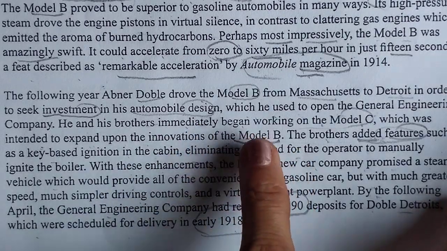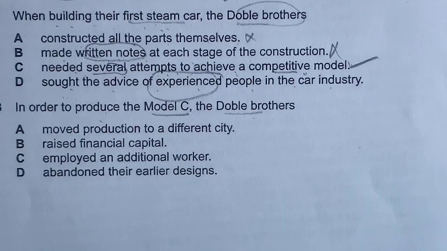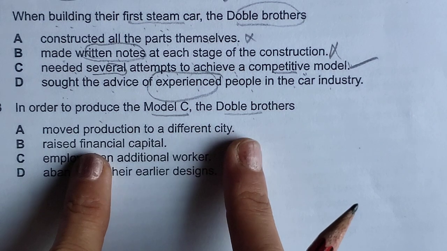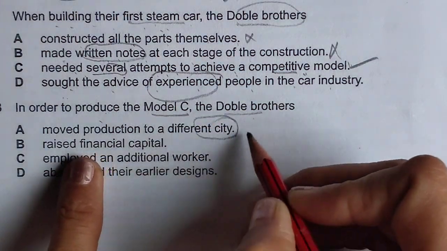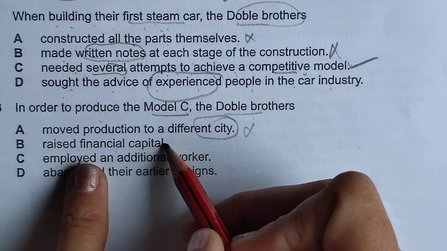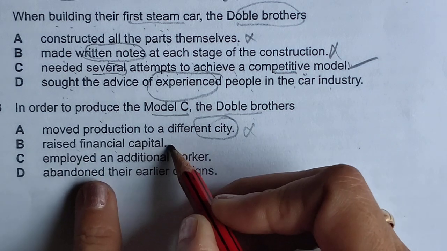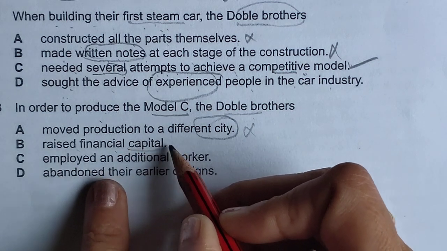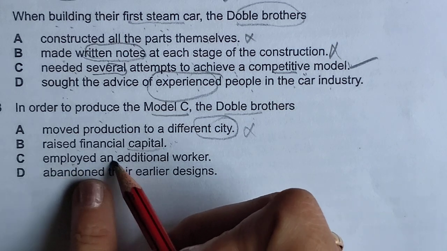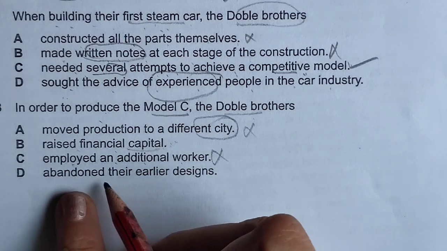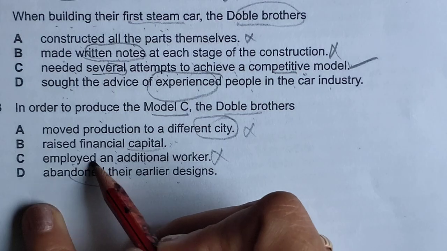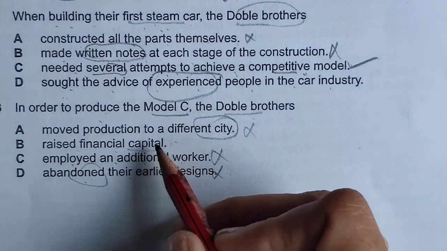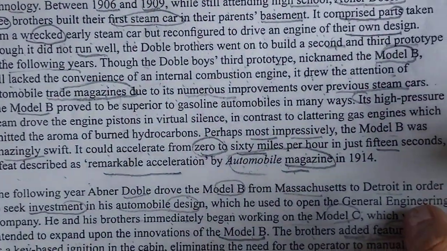So what they are talking about in Model C, you can see this. Moved production to a different city? No, a different city was not there. Raised financial capital? No. But at the end, some amount of capital is there. I will read it again. Employed an additional worker? This was also not given. Abandoned their earlier design? This is also not described over here. So financial capital. Yes, they contacted the company and all.